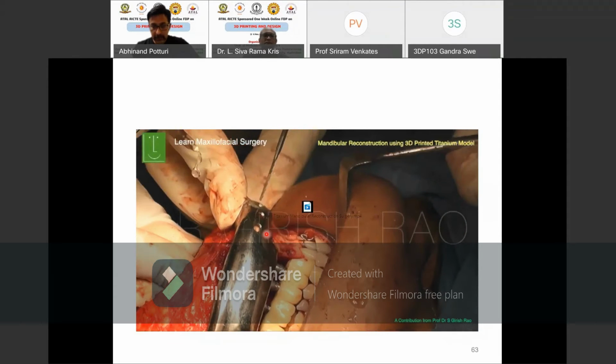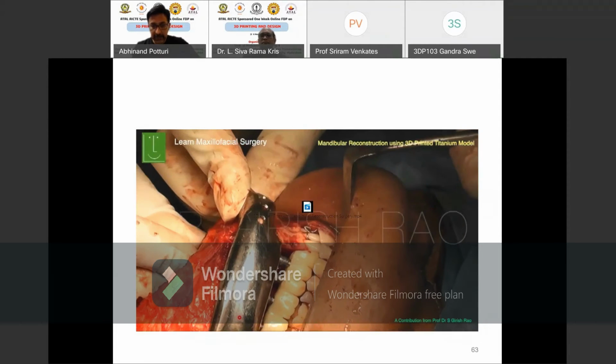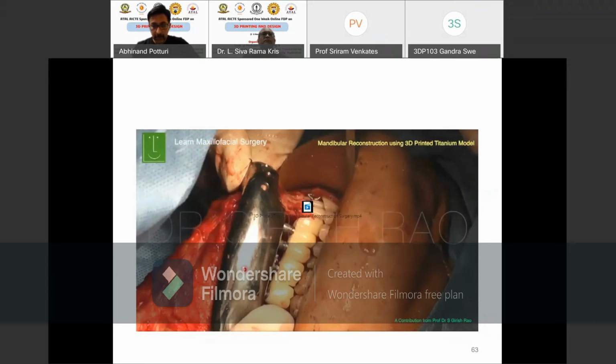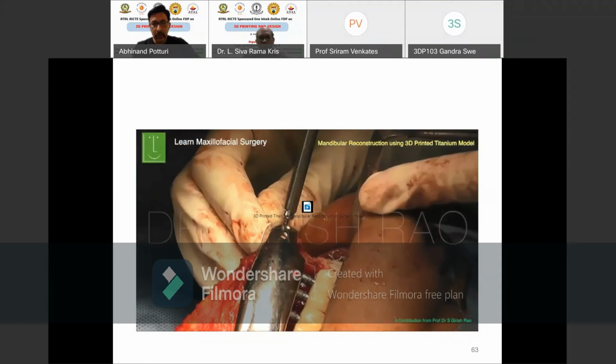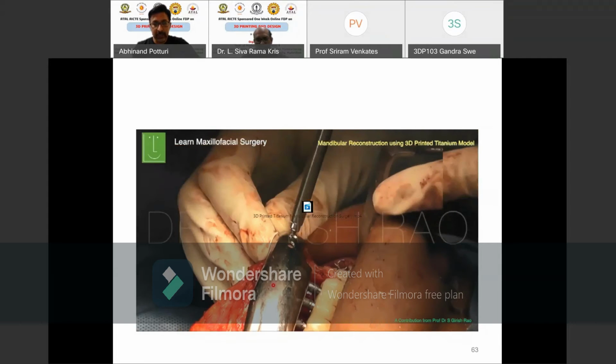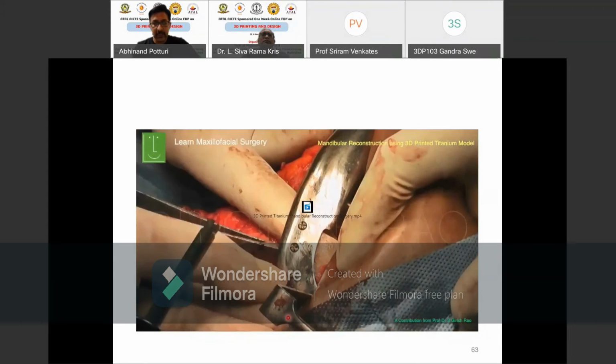See, now we are fixing this custom made 3D printed titanium plate, which will take the place of the bone. So we don't have to take bone from the leg at all. We can directly put this and then reconstruct the entire lower jaw.